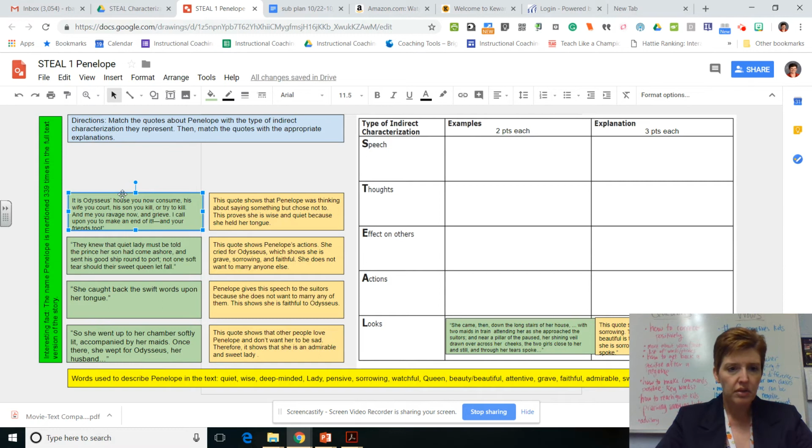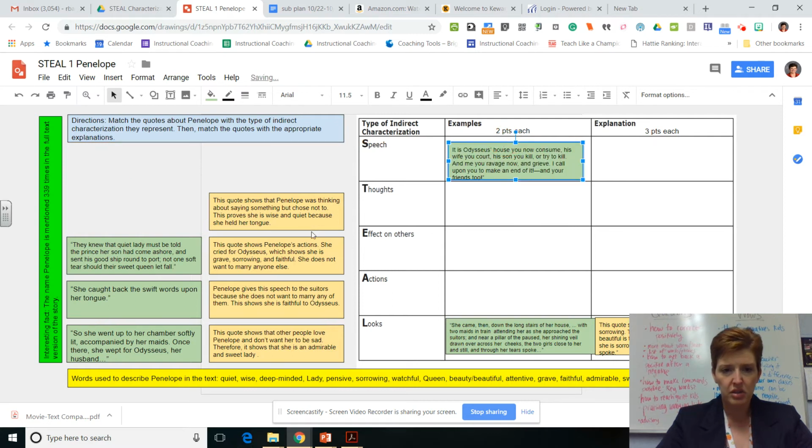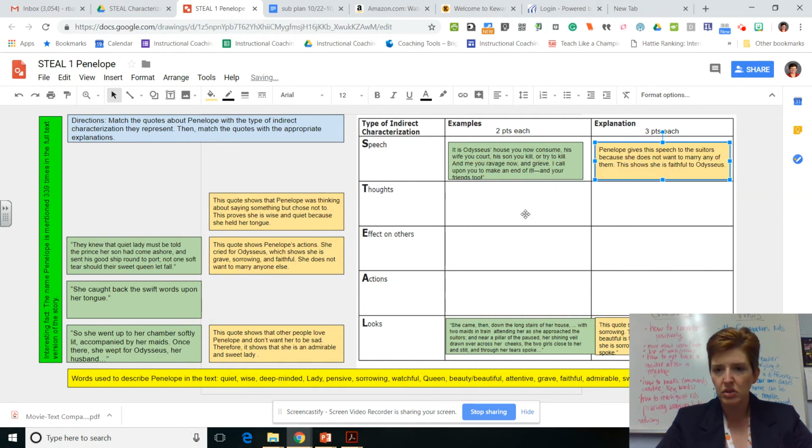This quote, "It is Odysseus' house you now consume." This one is what Penelope says because she's talking to the suitors. And it matches with this explanation. Penelope gives this speech to the suitors because she doesn't want to marry them. This shows she's faithful to Odysseus. So the key word here is faithful, right? This is what she says that helps us know she's faithful.